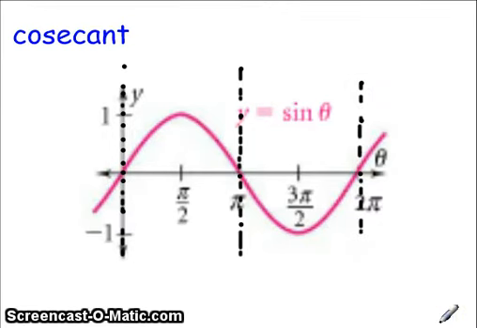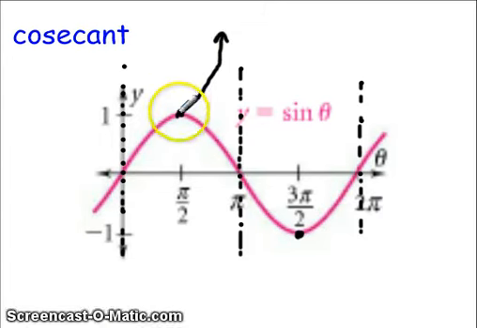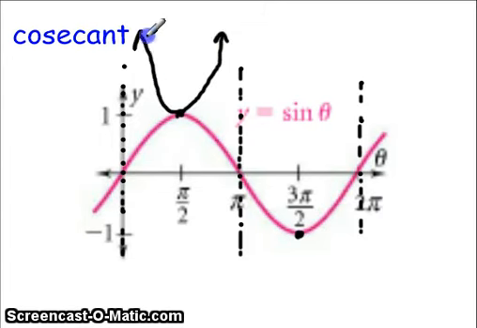There are no asymptotes in the sine function, which means there are no zeros for the cosecant function. And it has a value of 1 here and a value of -1 here. So the 1 is going to stay a 1, the -1 is going to stay a -1. And then we're going to curve up toward the asymptotes from the 1. And from the -1, we curve down.